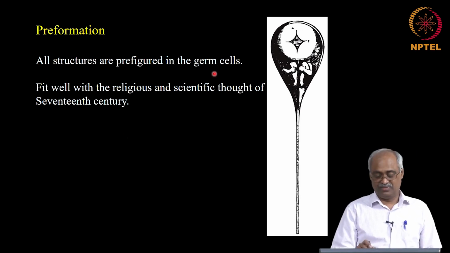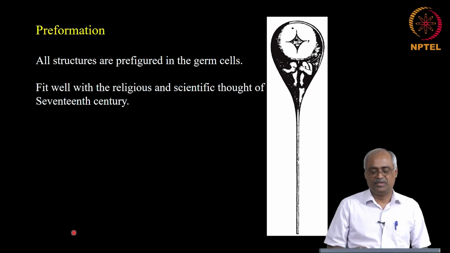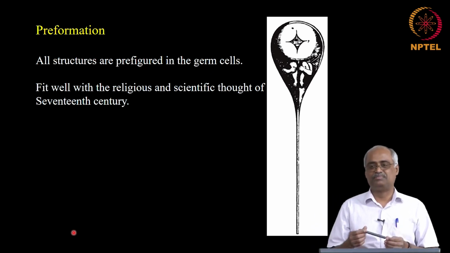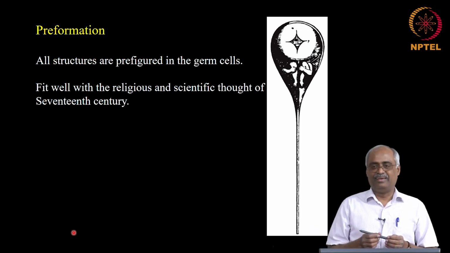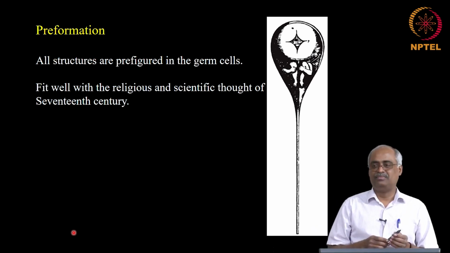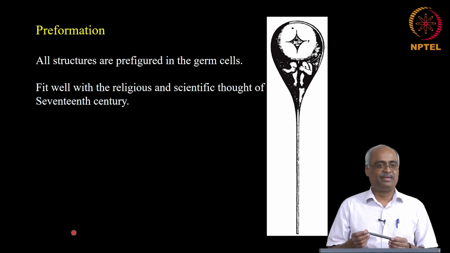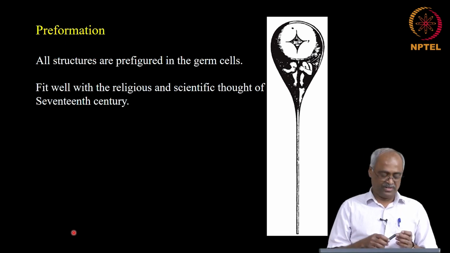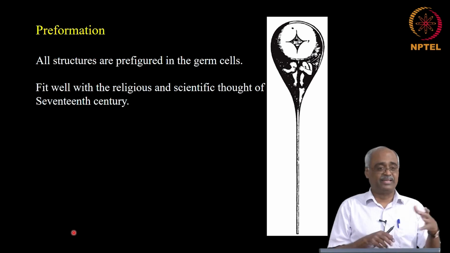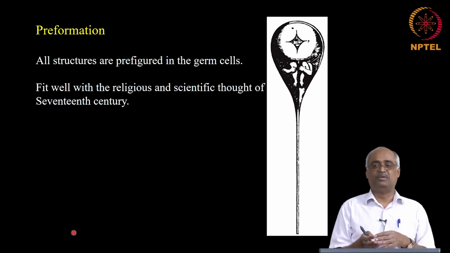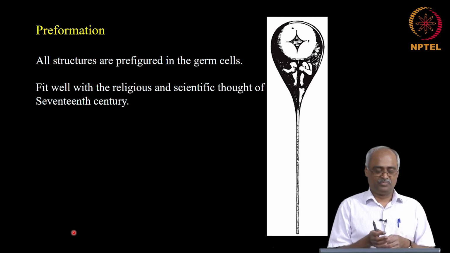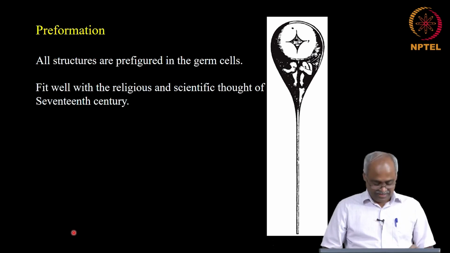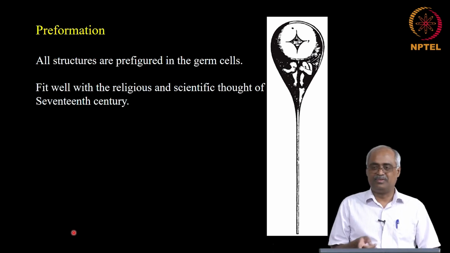All structures are prefigured in germ cells, it should actually be called in the sperm, and this fit well with the religion and science of the 17th century. But then there are other inquisitive minds who want to look at the actual evidence, and then they want to reconcile with the existing model, and if the model is not explaining some of the observations, then you refine the model, right? So that starts happening.